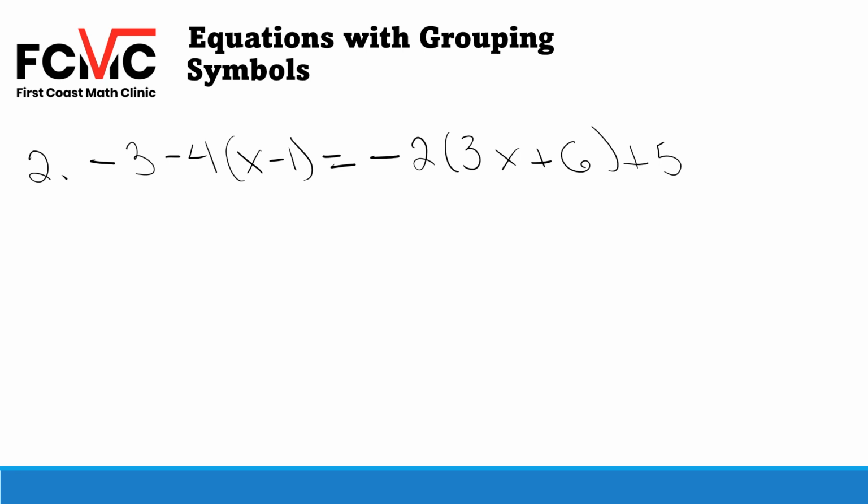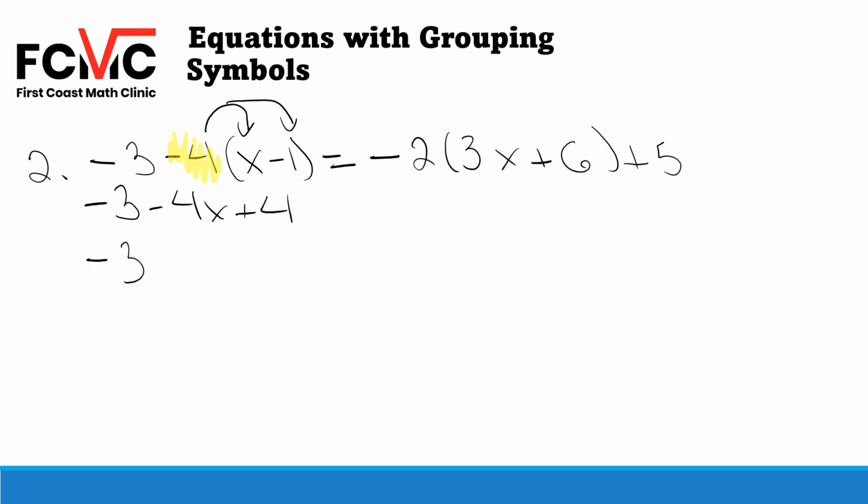So let's start by multiplying and distributing that negative 4 inside the parentheses. I want to keep that minus sign with the 4. So I'm going to bring down the negative 3. I'll get negative 4x plus 4.